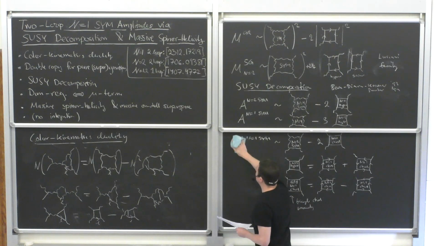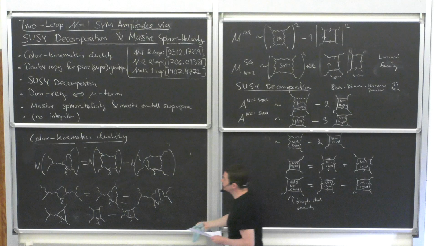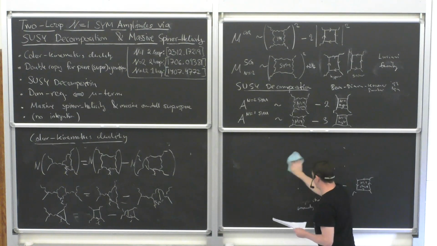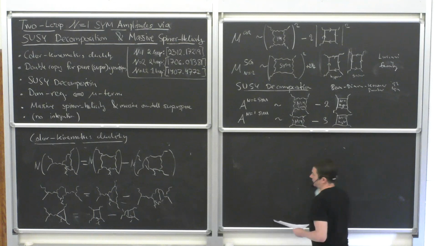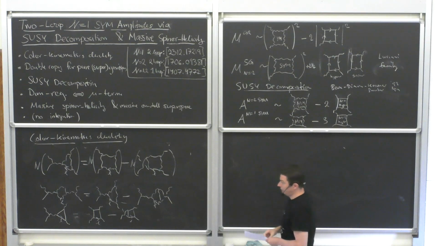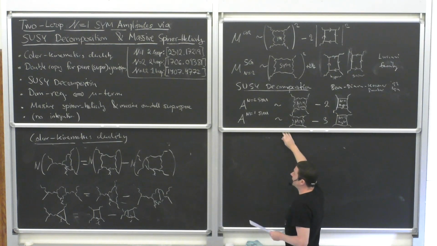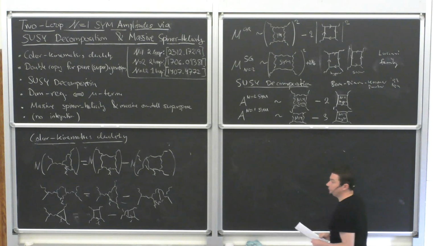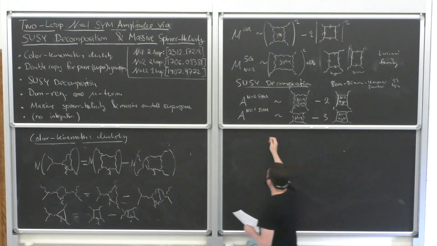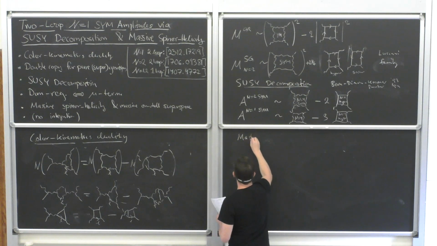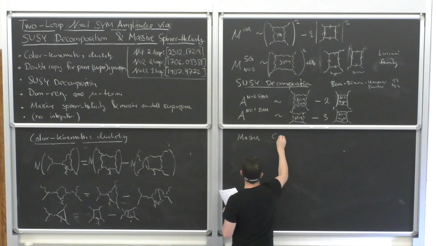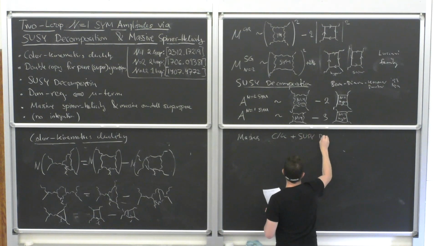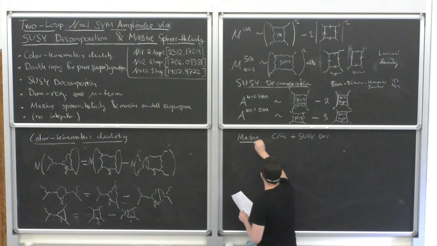Okay, so to summarize, if I use my SUSY decomposition and I use color kinematics duality, I can essentially reduce all my work to a set of masters. So this is color kinematics duality plus SUSY decomposition.